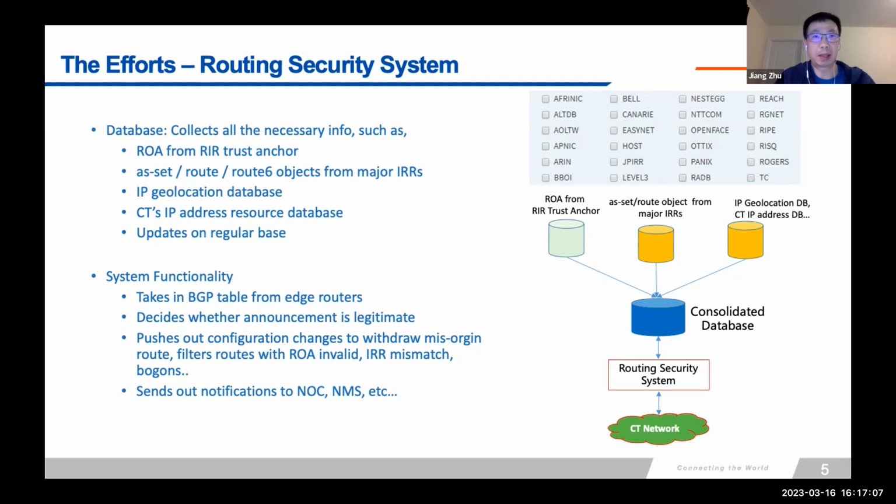The system database collects ROAs from all the RIR trust anchors, and the ASN objects, route objects and route6 objects from the IRR, together with IP geolocation information and the company's IP address management database. Such a database is updated on a regular basis. On the other hand, the system takes in the BGP table from all the edge routers and compares it with the information we have in the database. It decides whether the announcement is legitimate, and then pushes out configuration changes to withdraw the misorigin route announcement if it doesn't match. And we filter routes that are ROA invalid, IRR mismatch, or even broken routes.